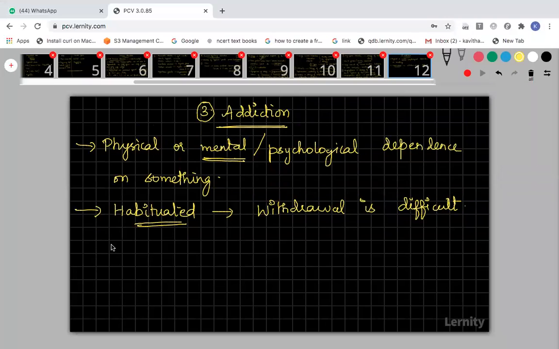Under this addiction, we are going to see three different addictions in this chapter. The first one I am going to discuss is tobacco addiction. The second is alcohol addiction, and the third is drug addiction. These are the three different things we are going to discuss in the addiction part, and tomorrow it is possible to complete all three. I will finish this addiction and we'll complete the chapter tomorrow.